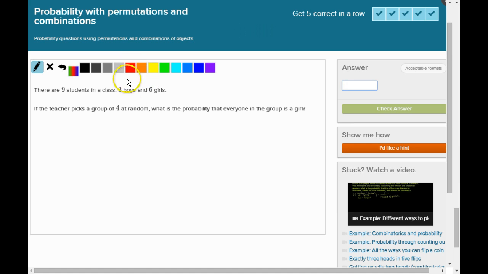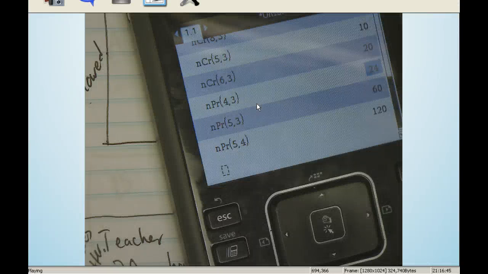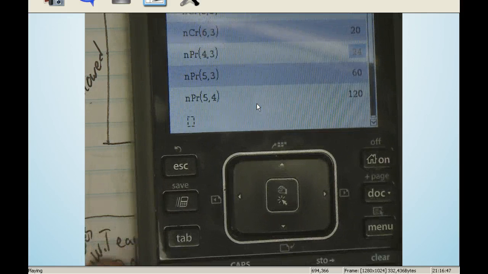So first of all, let's see how many total permutations, or total combinations, we could come up with. We first have to think about whether this is a combination or permutation. Well, they're just picking a group of 4 at random. There's no order necessarily. We're just thinking about how many out of the 9 she's going to pick 4. So it's a combination problem to begin with. So here we go.